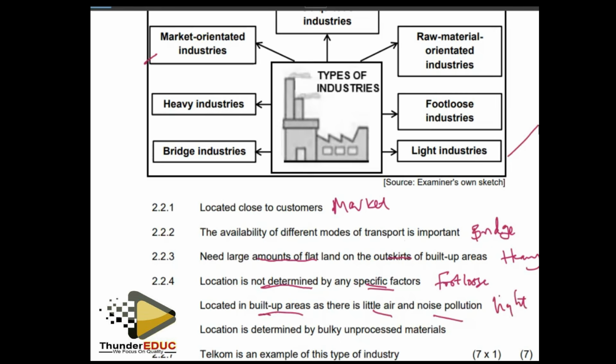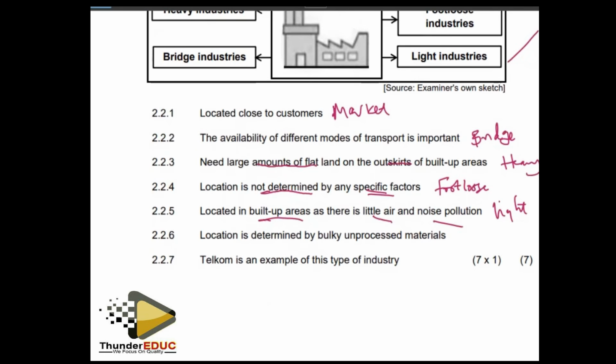2.5. Location is determined by bulk unprocessed raw material. It's bulky, it's unprocessed, you can't transport it, so it's going to be raw material oriented. And the last one is telecom, an example of which one? Obviously it is ubiquitous industries.